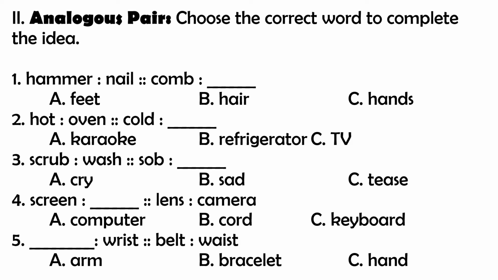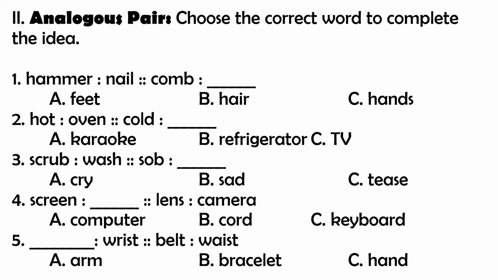Number 2. Hot is to oven as cold is to blank. A. Karaoke. B. Refrigerator. C. TV. Number 3. Scrub is to wash as sob is to blank. A. Cry. B. Sad. C. Tease. Number 4. Screen is to blank as lens is to camera. A. Computer. B. Cord. C. Keyboard.